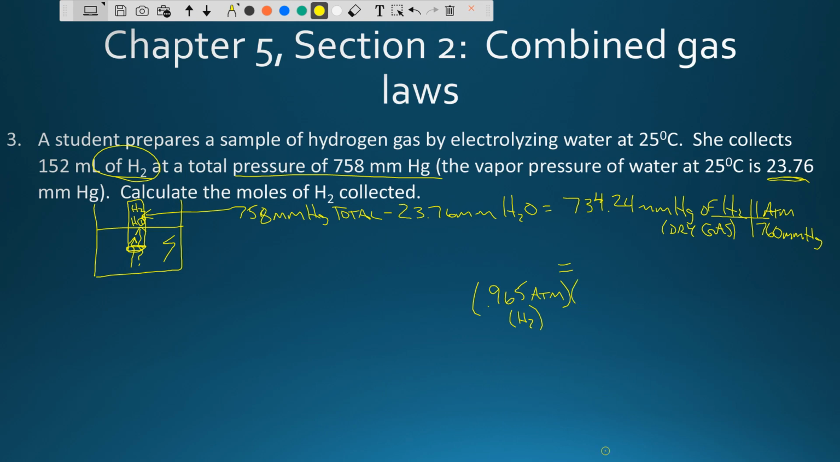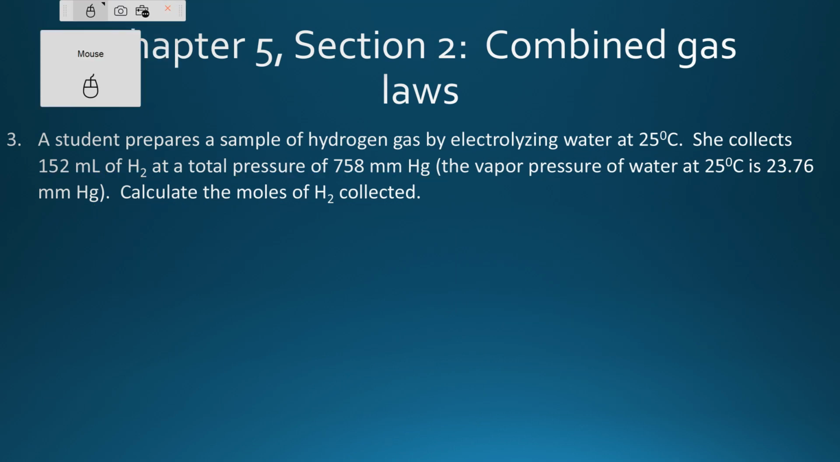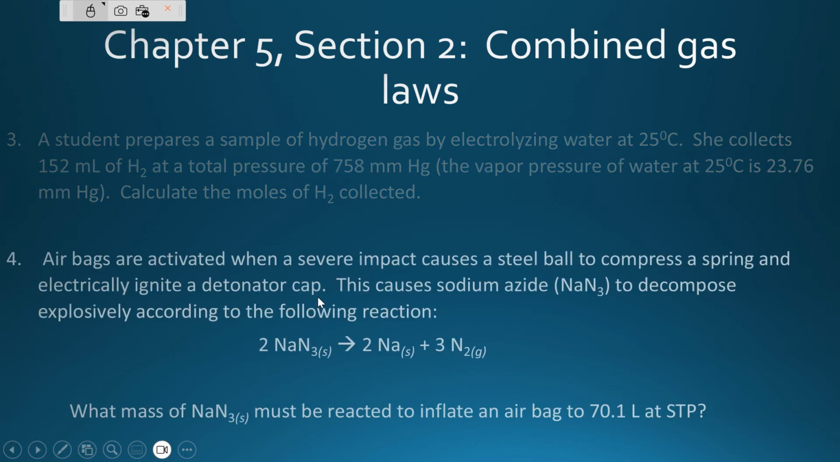Now I see that I had 152 milliliters, but remember PV=nRT, that needs to be in liters, doesn't it? So it's 0.152 liters, and I need to know the moles of hydrogen collected, so that's my n value. Then I can use 0.08206, and my temperature ended up being 298 Kelvin. Okay, so my number of moles ends up being 0.006 moles of hydrogen. Certainly from there, if they ended up asking for grams, I could convert that to grams. Okay, so pretty straightforward with that. The trick behind this is just understanding, if we collect something over water, what to do with that information.